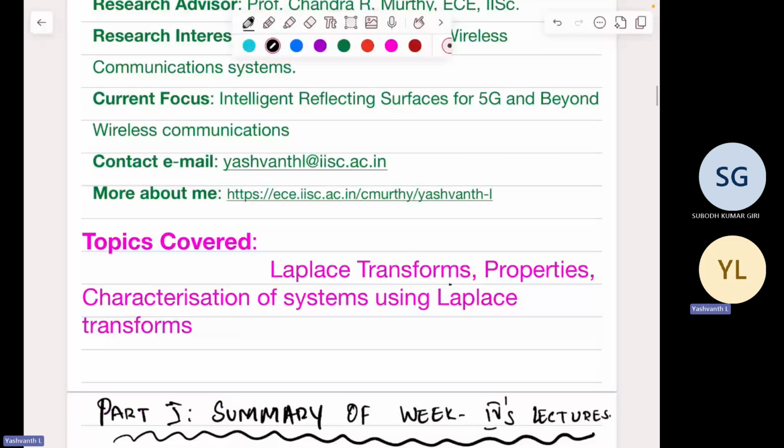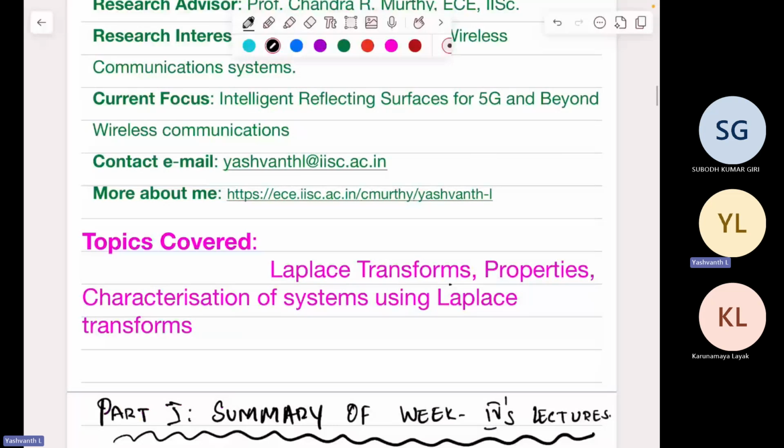So the topics covered for week 4 include Laplace transforms, properties of Laplace transforms, and characterizations of systems using Laplace transform. In the last TA session, we solved quite a number of questions on how to perform convolution of any two signals using the definition and also using graphical methods. So that was about convolutions. And this week, all the questions that we'll be solving will be on Laplace transforms.